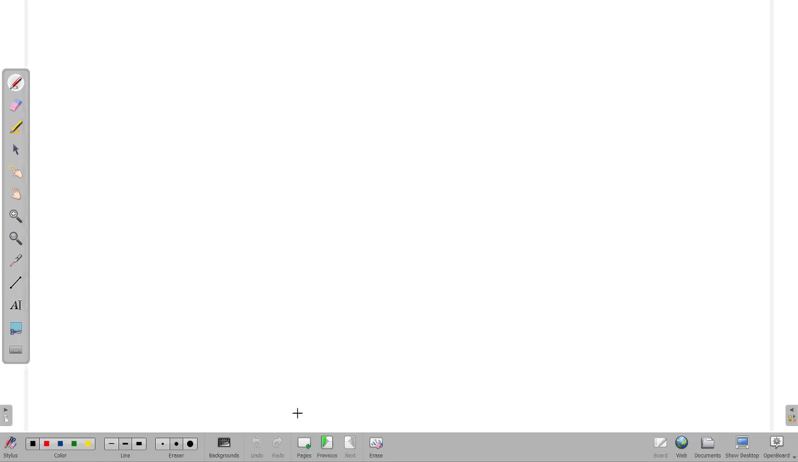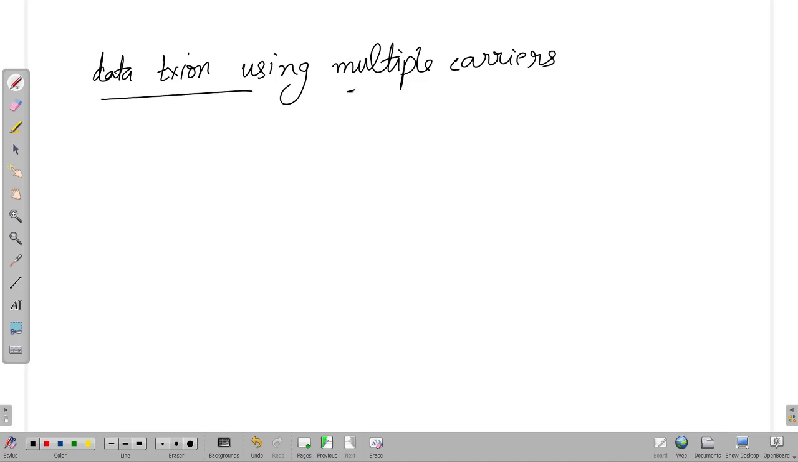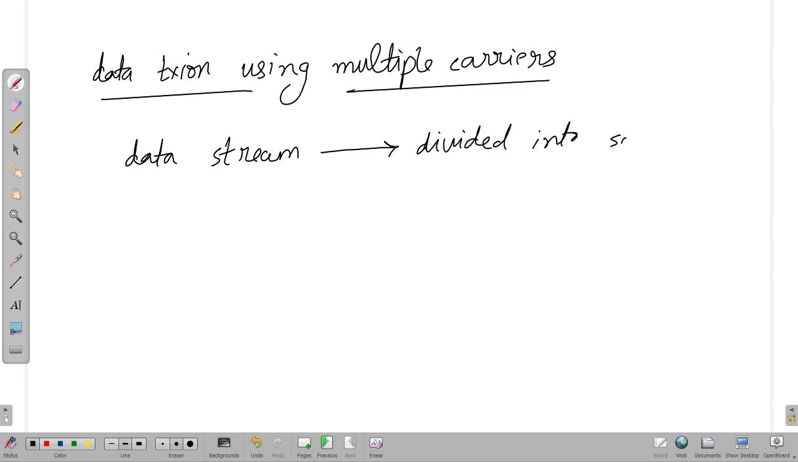Okay. So let us try to understand the concepts which we have told now in a little more detail. First of all, how is data transmission possible using multiple carriers? I told you there is an incoming data stream, and this data stream is getting divided into substreams, right?